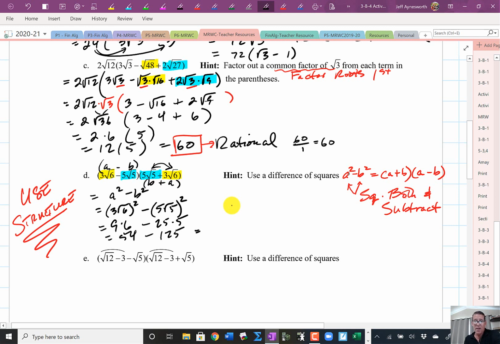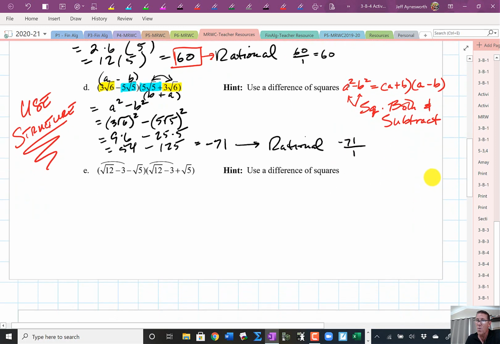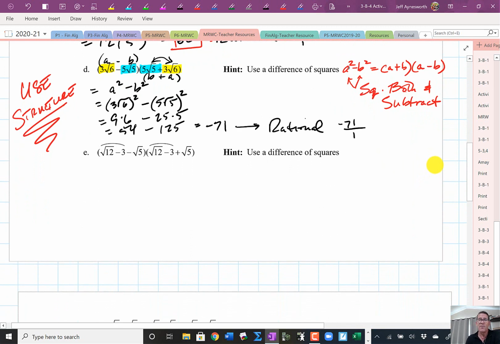Now 50 minus 125 should be negative 75, but then you have to add 4. Negative 75 plus 4 is negative 71. So when you subtract, you get negative 71, and my friends, that is a rational number. Why? Because you can rewrite it as negative 71 divided by 1, an integer divided by an integer. And there we go.